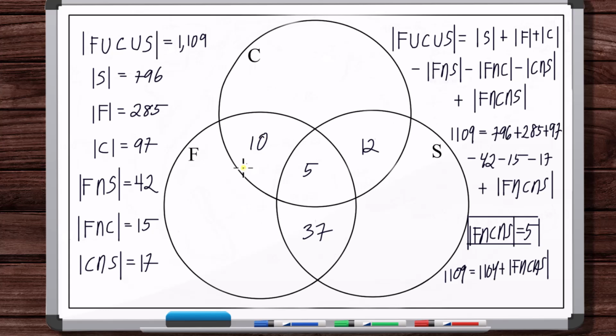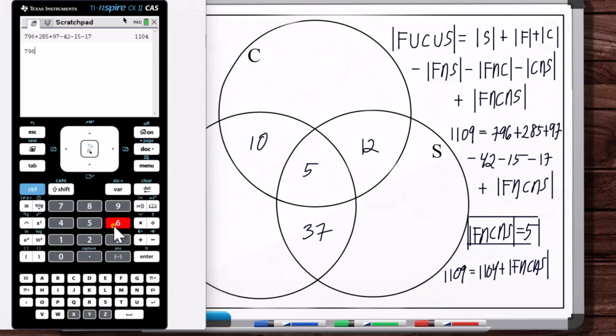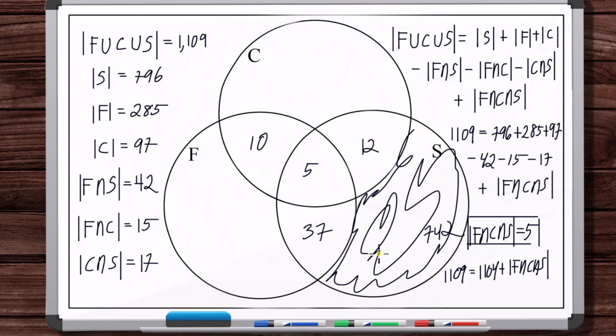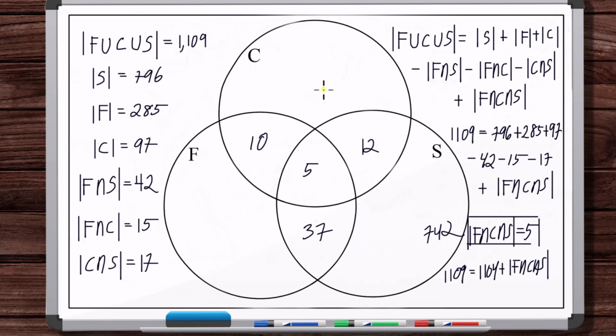Okay, so now you've got everything in S is 796. So what we need to do is take 796 minus 37 minus 5 minus 12. And so this is 742, just this region. That would be, in set notation, S minus F minus C.